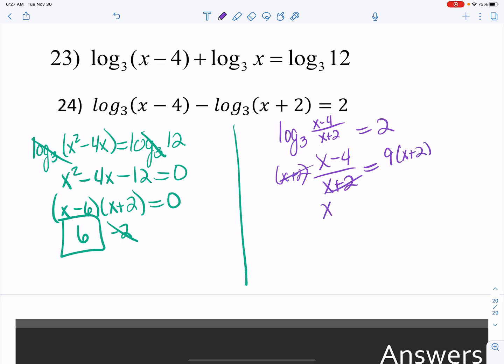Cancel, cancel. So x minus 4 equals 9x plus 18. So if I minus the x, I get 8x. If I minus the 18, I get a negative 22. So my answer is a negative 22/8.